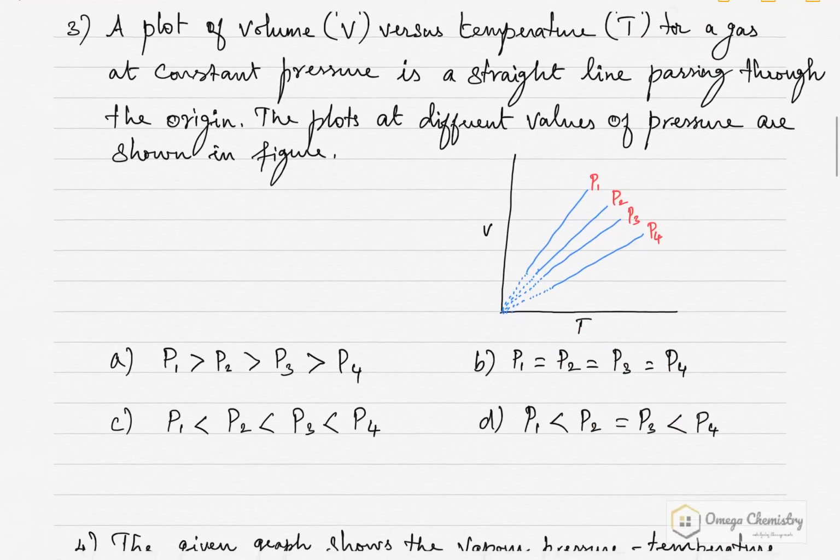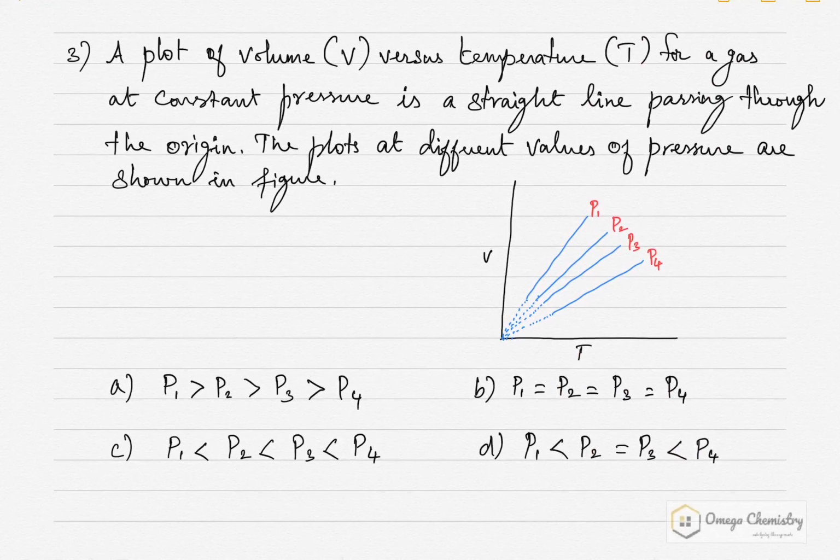Now the third question: a plot of volume V versus temperature T for a gas at constant pressure is a straight line passing through the origin. The plots for different values of pressure are shown in the figures. So P1, P2, P3, P4 are given, and the graph is plotted volume versus temperature.